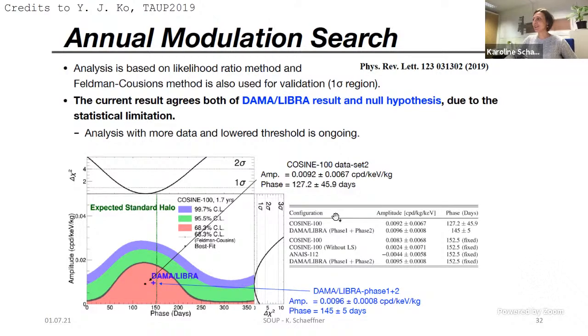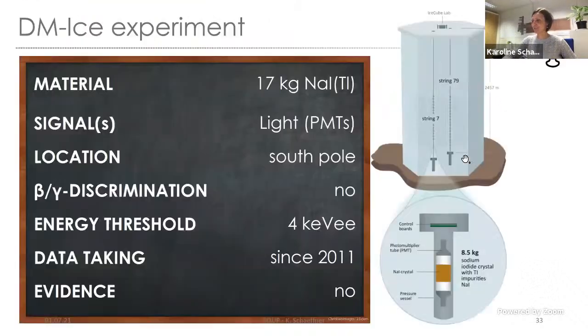So yeah, to summarize, both of them, Anais and Cosine, have been running for 3 years. Anais now excludes Dharma, and Cosine agrees both with the results and the null hypothesis. And yeah, so the question is still open.